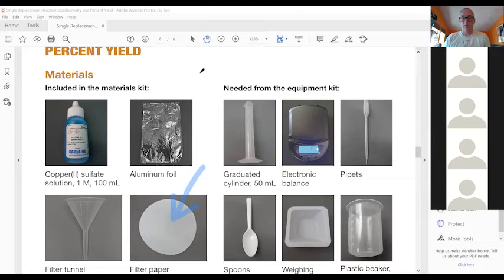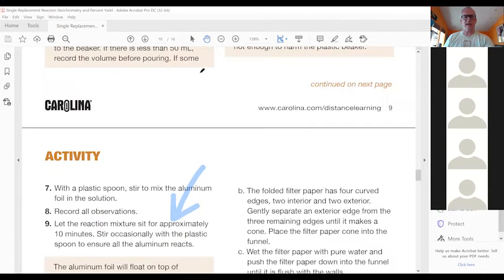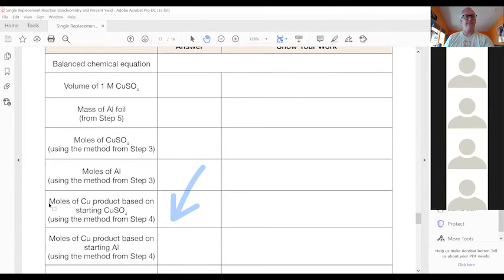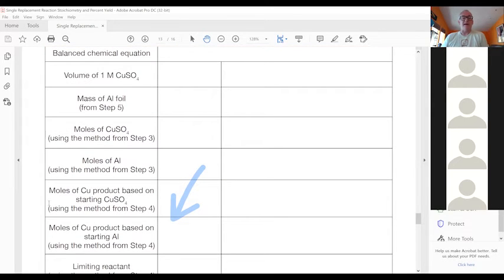Well, in the table, let's have a quick look at the table. Does it ask you for moles of copper? Yeah, based on the copper sulfate. Right. So based on the amount of copper sulfate, and again, that's going to be around 0.1 moles because we have around 100 mils. You'll be measuring out exactly how much there is, just to make sure you have enough. If you have 100, just use 100. If you have like 95, then you're going to have slightly less.